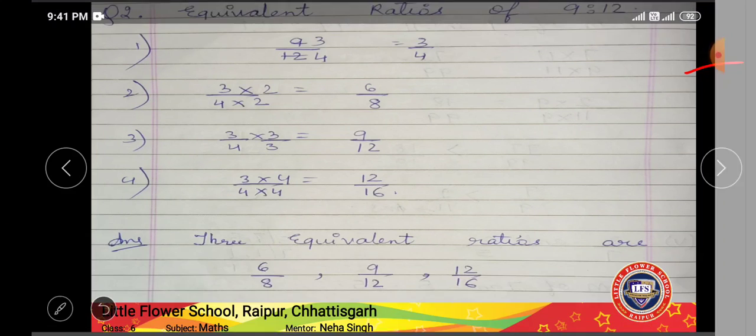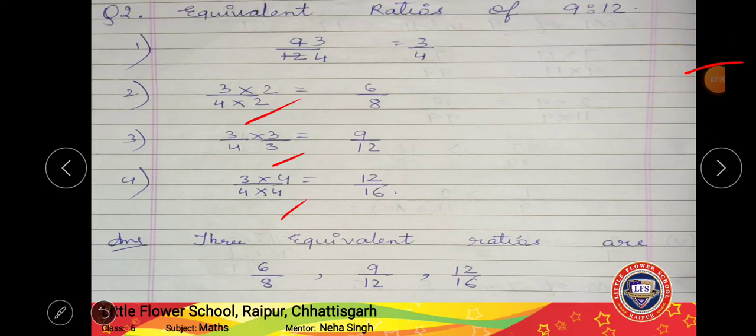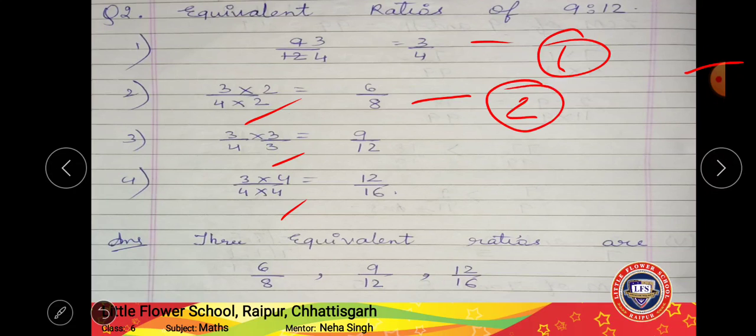Now to find another, what we'll do? We'll multiply with 2, 3 and 4 respectively. 3 by 4 multiplied with 2 in the numerator and denominator. We got 6 by 8. This is the first equivalent fraction. This is the second equivalent fraction.